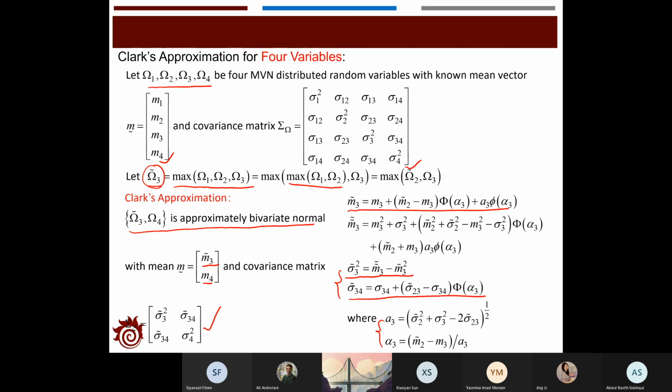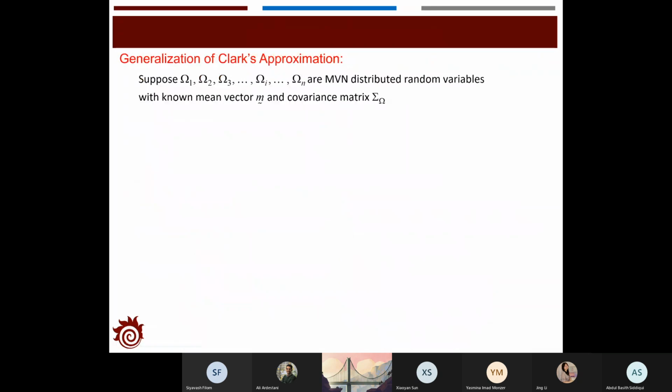So that's what it extends for the 4 variables. With that, we can also have a very general situation. If we have n variables, they follow the multivariate normal distribution, and we know their mean and the covariance matrix.